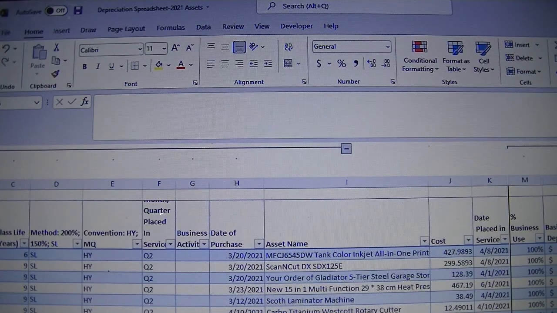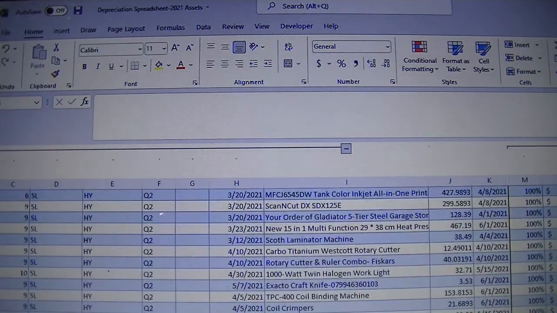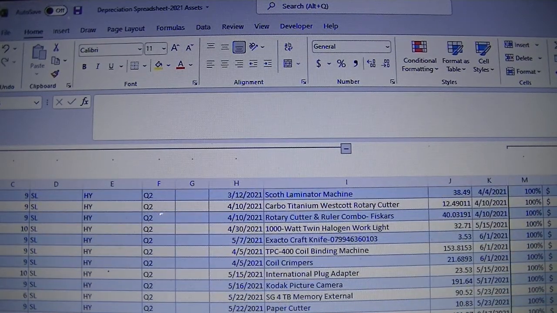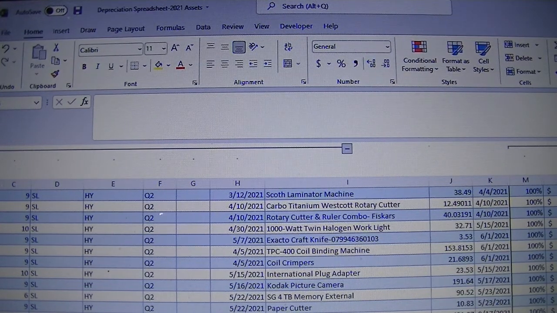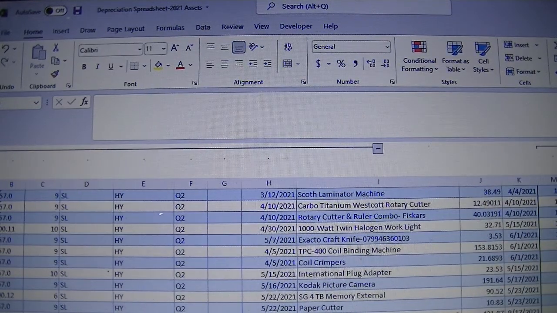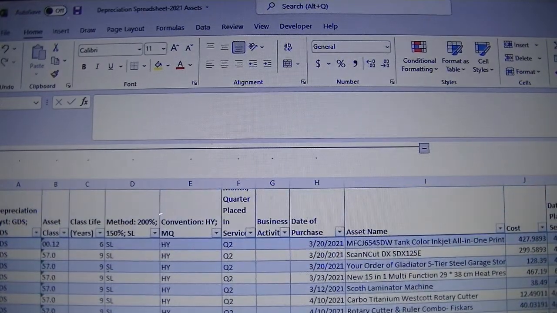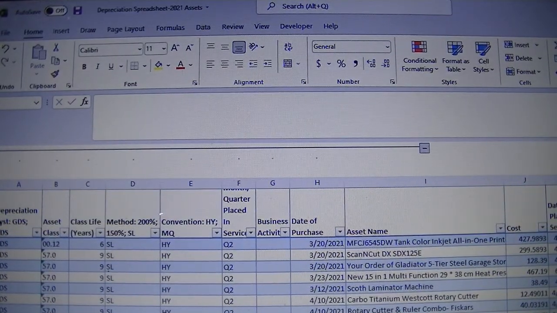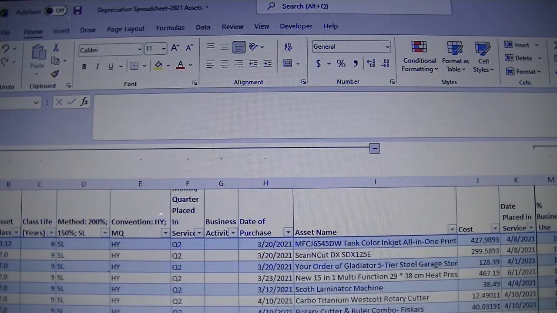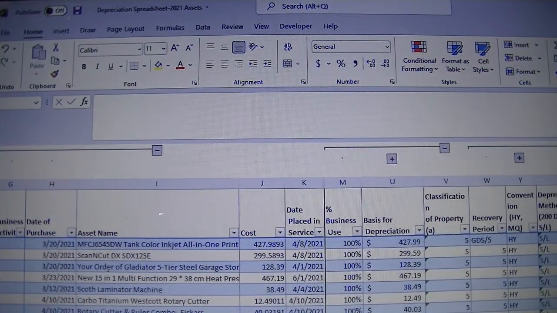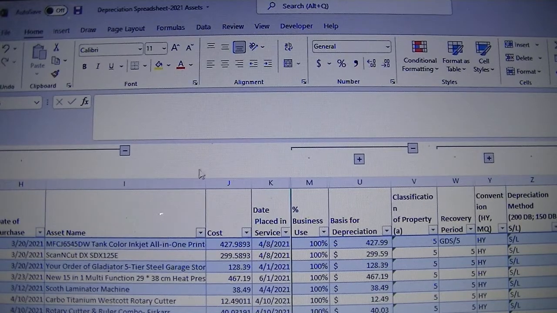So now that you record all your purchases during the year, toward the end of the year, you can start adding more data to your spreadsheet. So one thing you will do at that point is the depreciation. So pretty much toward the end, you can note if you use the assets 100% in your business.